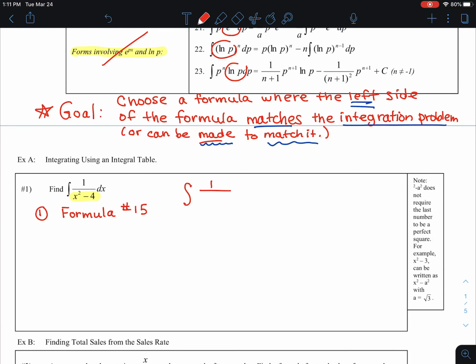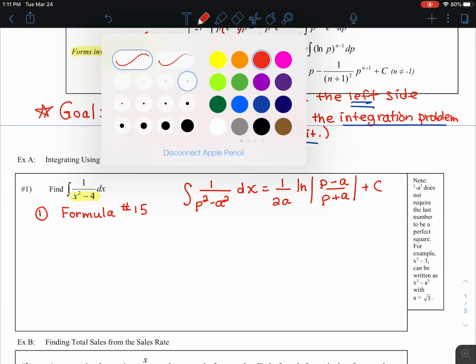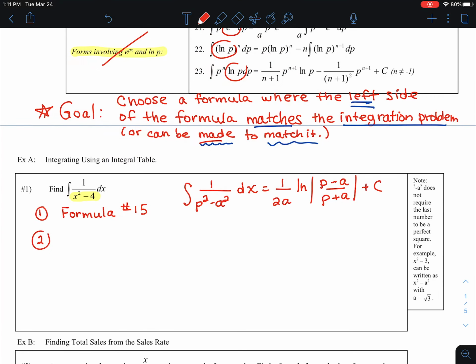So this is going to be p squared minus a squared. I'm just copying this down exactly how it looks. Now the next thing we need to do is decide what substitutions need to be made into the left side of this formula so that it matches my original problem. I want these two things right here to match exactly.